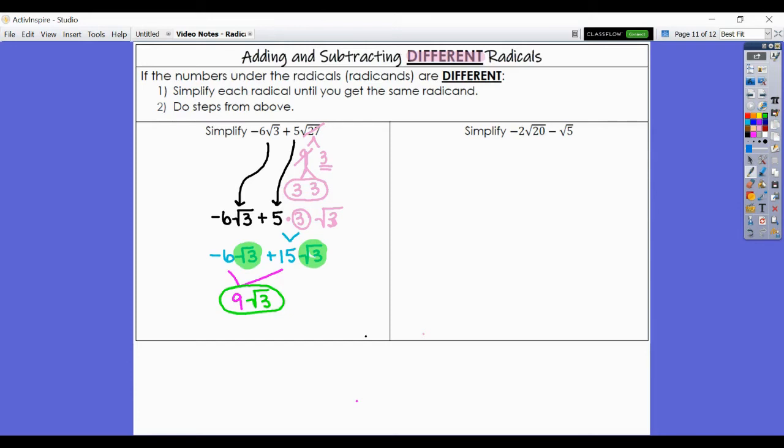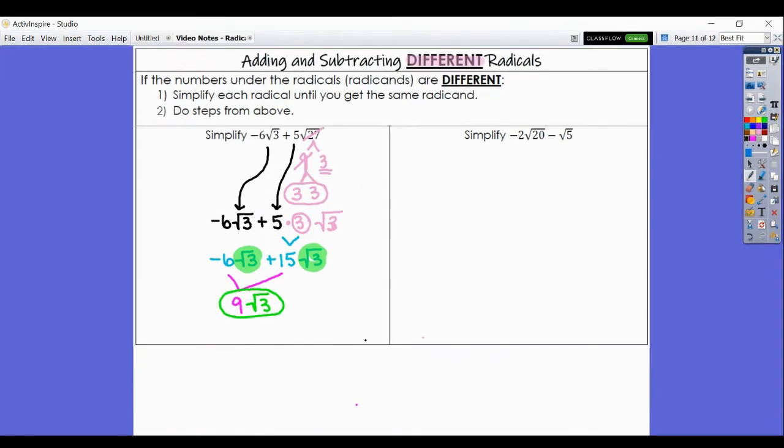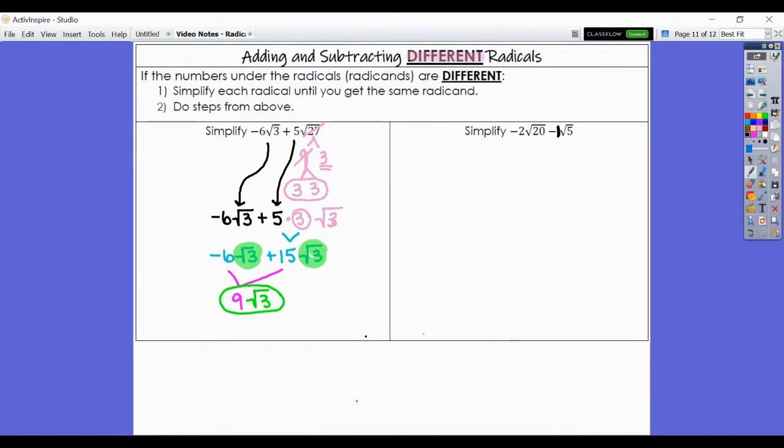Next example, we want to simplify negative 2 square root 20 minus square root of 5. When it's just a minus in front of the radical, it's really a negative 1 as the coefficient of that radical. Let's break down which ones we can. So I look at negative 2 radical 20, and I know I can break down 20 into factors of 5 and 4. 4 breaks down into 2 and 2. I cancel out everything I simplified, like the 4 and 20.